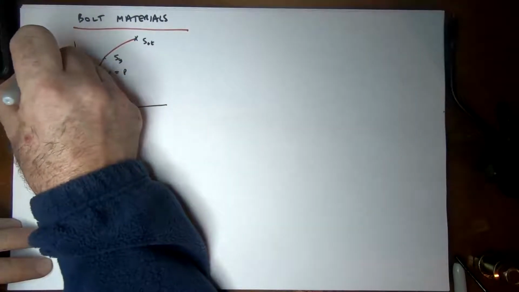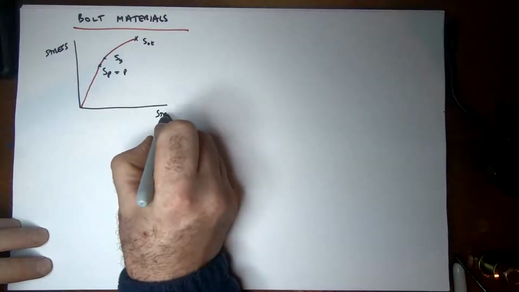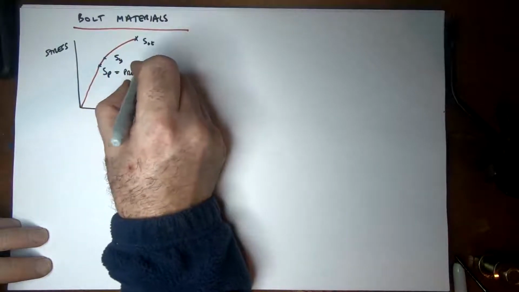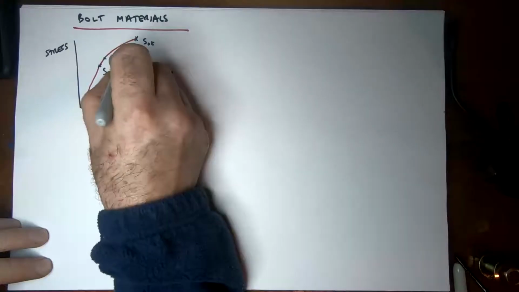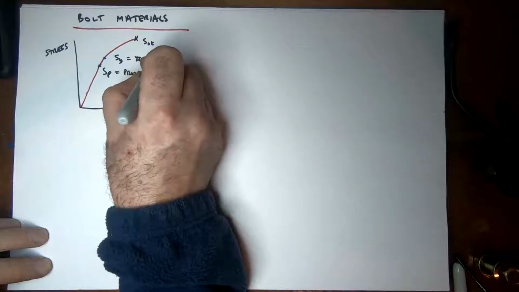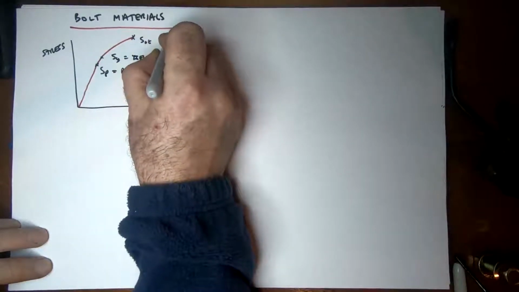So let me label the axis here: stress, strain. So that's the proof strength. That's the yield strength. And this is the ultimate.